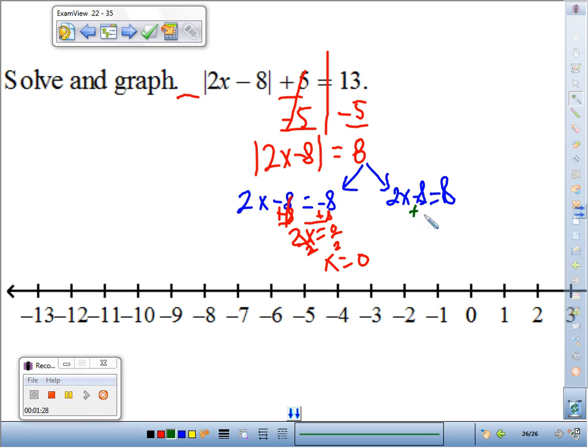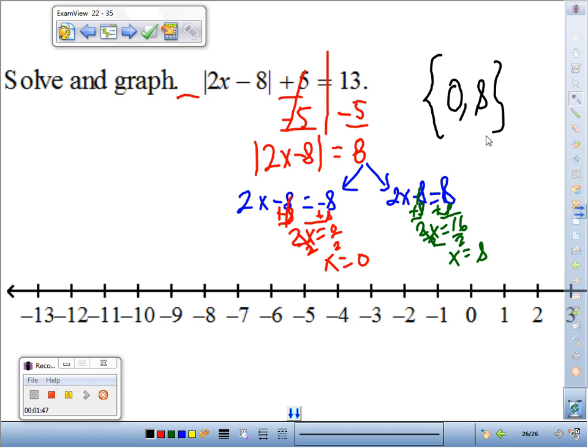This one, add 8, add 8, 2x equals 16, divided by 2, x equals 8. So check this out. For this one, when you get to that point, you need to write your solution set. Solution set is 0, 8.